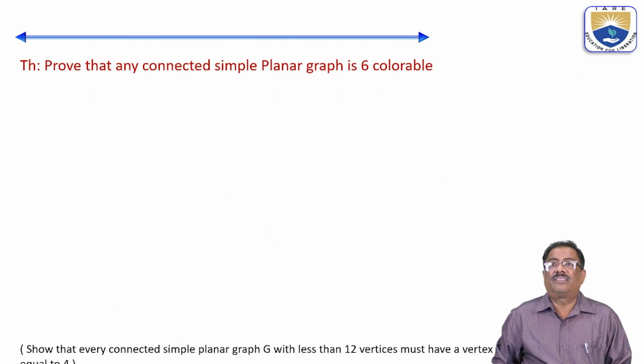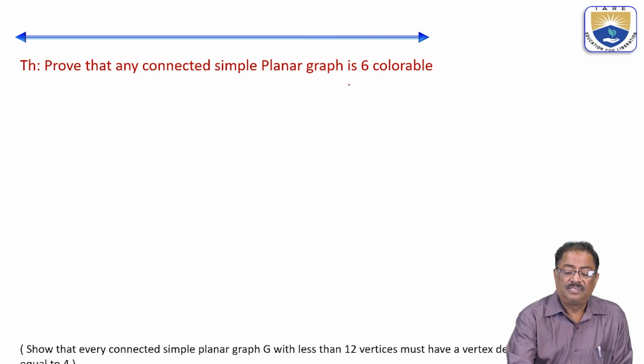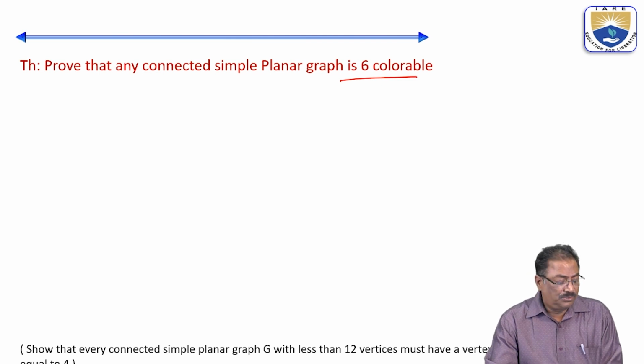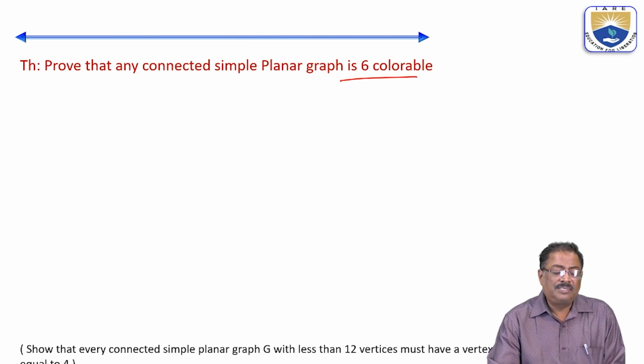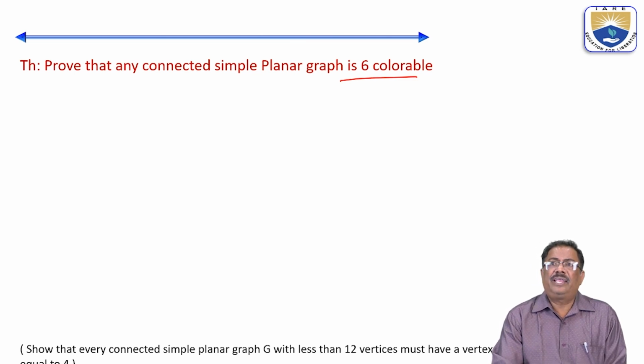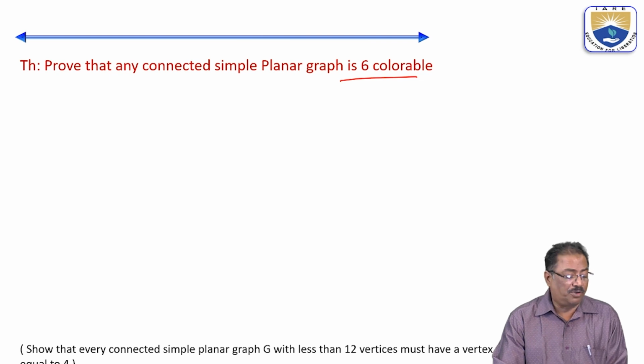So this is another one. Now another concept is: prove that any connected planar simple graph is 6 colorable. So here, for any connected planar graph that I am going to consider, 6 colors are enough to make the graph properly colored. Only 6 colors are enough for any connected simple planar graph.